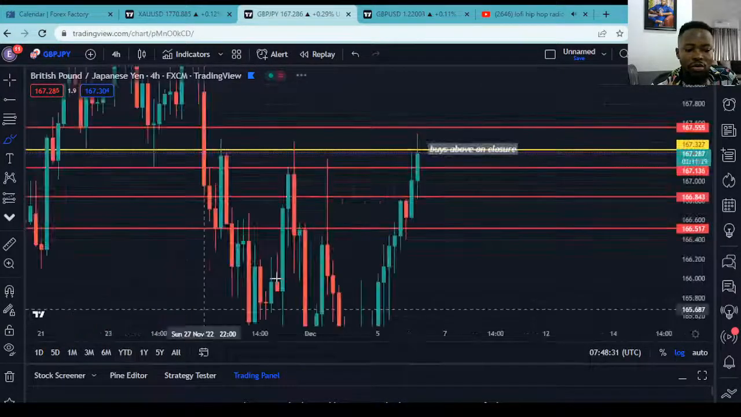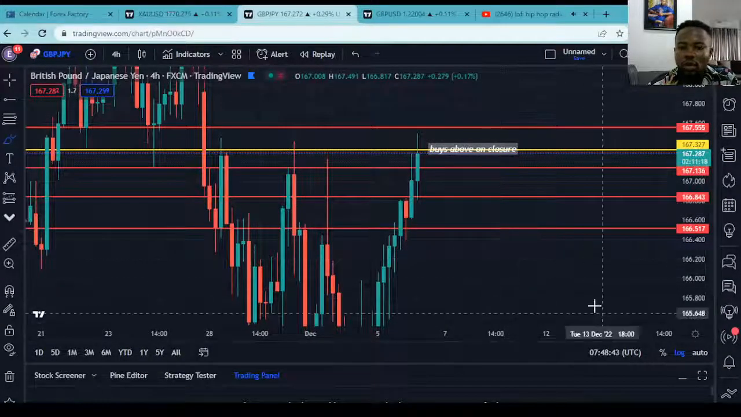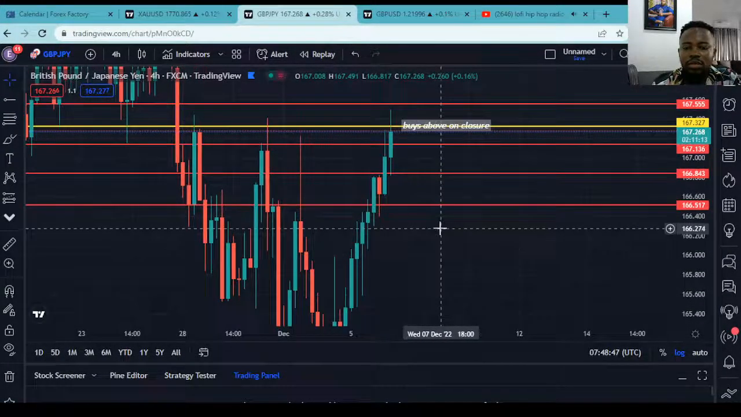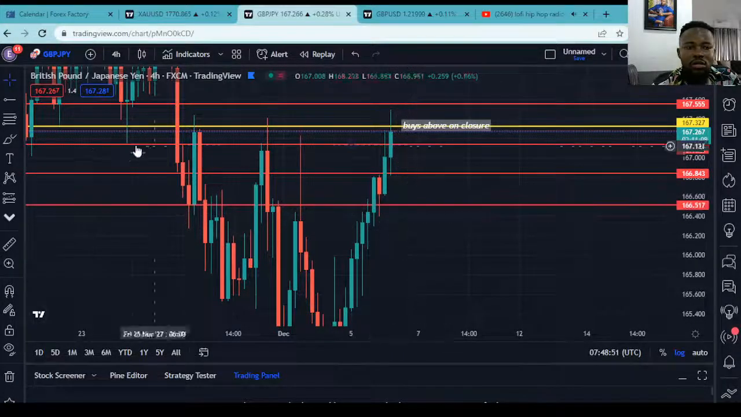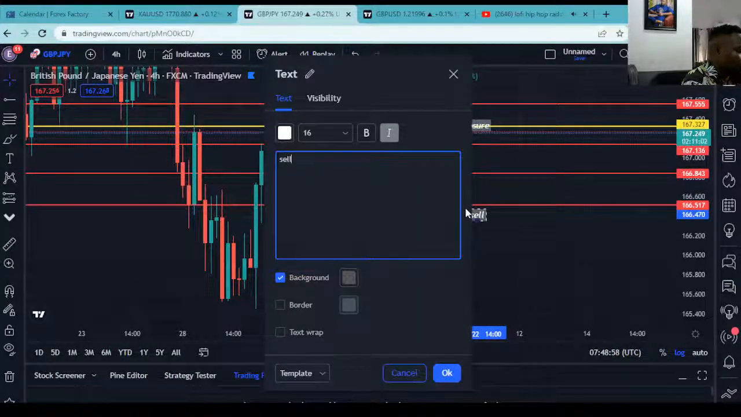Let's go on the 4 hours time frame. On the 4 hours time frame, selling GJ can be better below here, right? So I think we could say just below on closure, right?